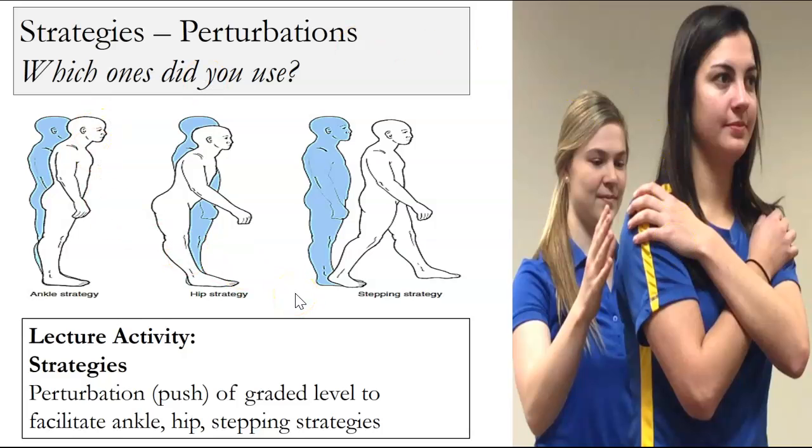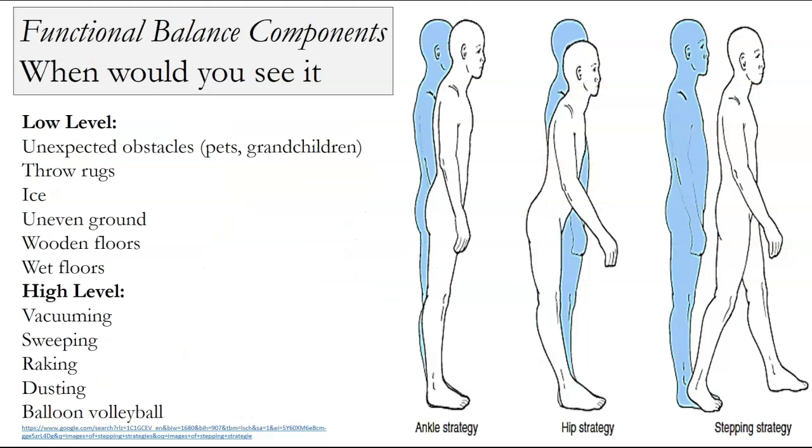We might do some of these in the labs, pushing each other around and seeing how these strategies work. Here's a breakdown with some examples. The low-level balance challenges are more ankle, maybe a little hip: unexpected obstacles, pets, grandchildren, throw rugs, ice, uneven ground, wooden floors that can be slippery, and wet floors.